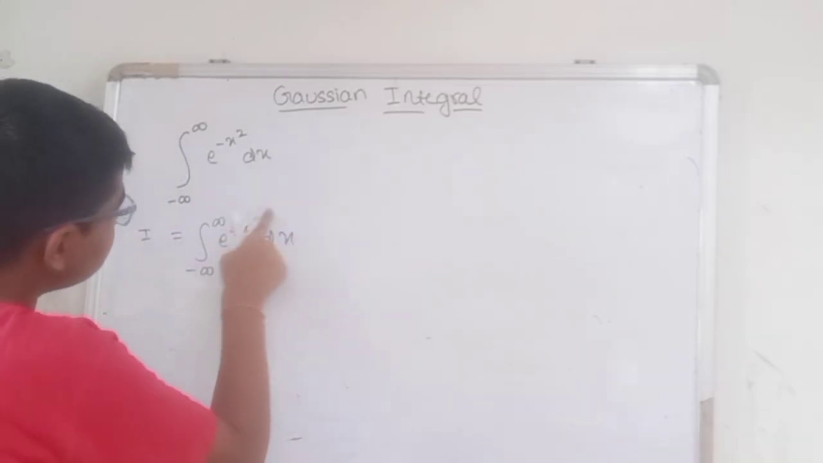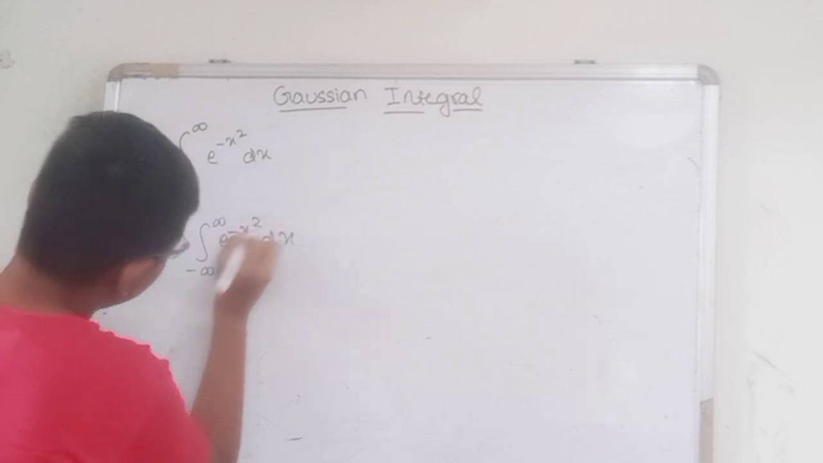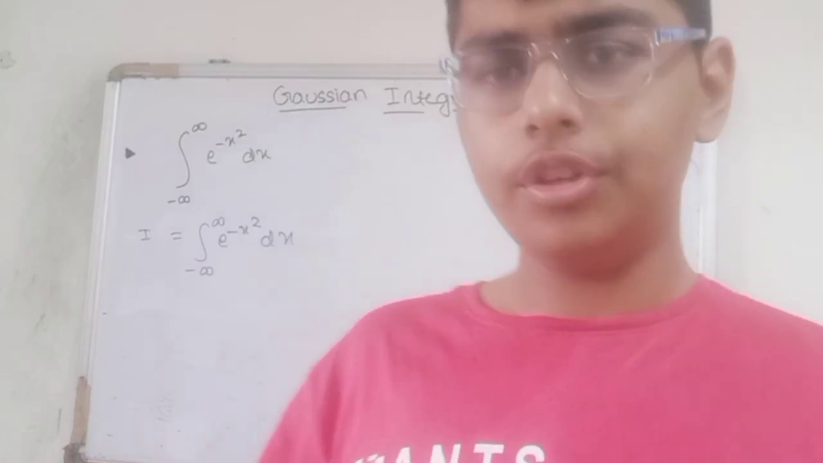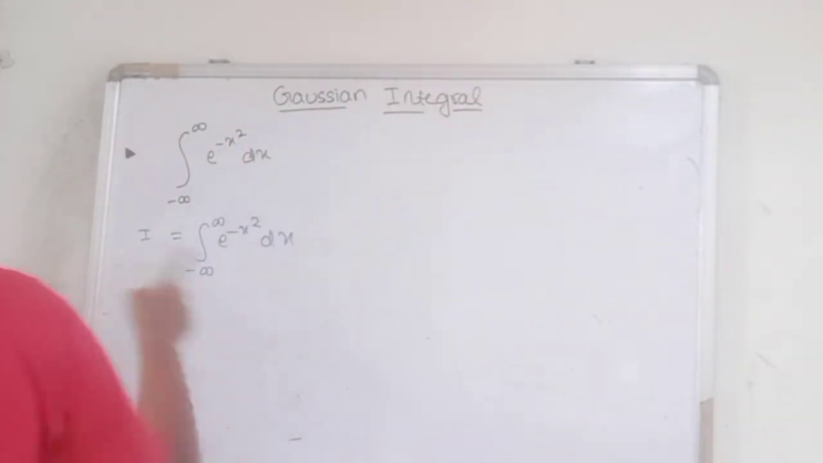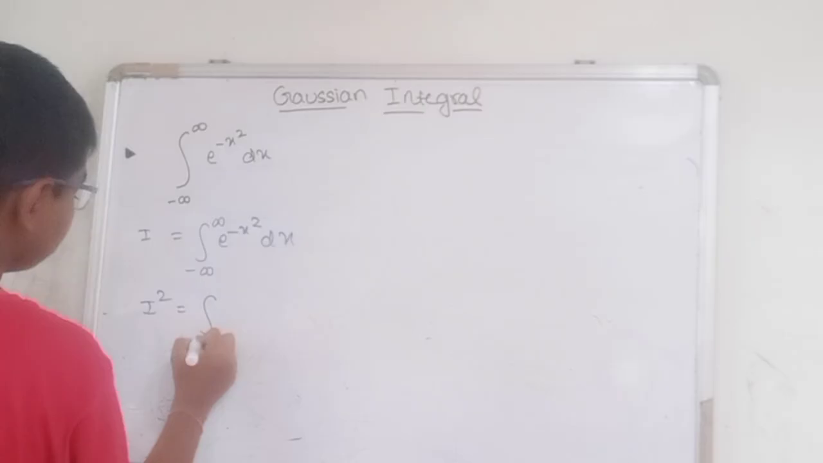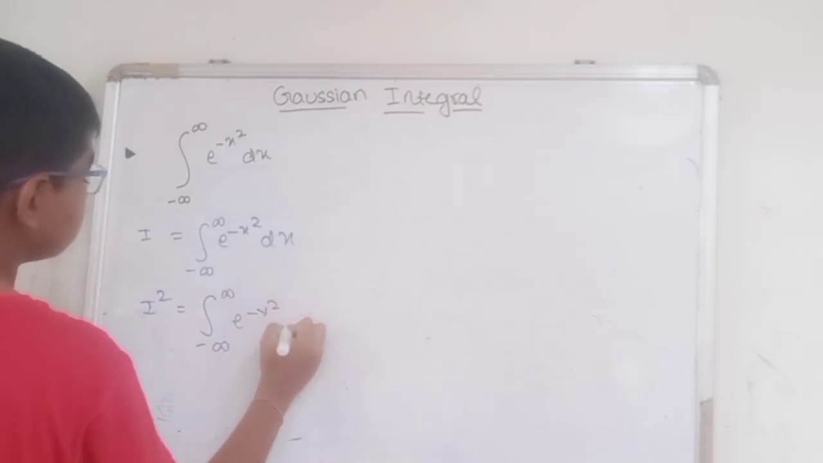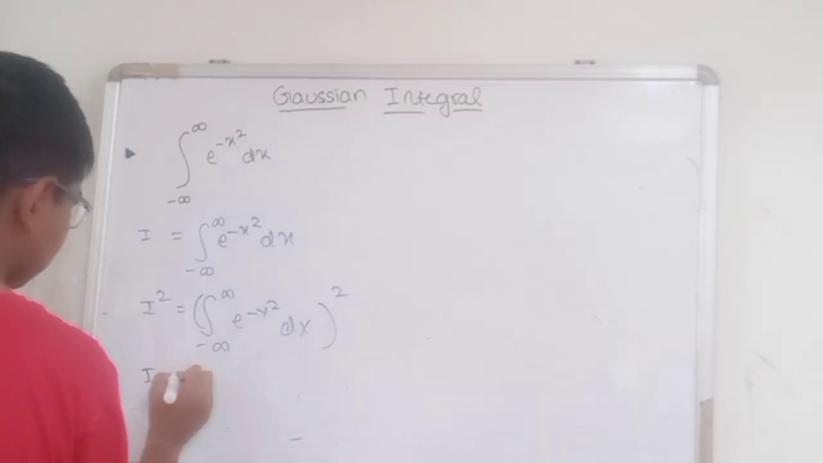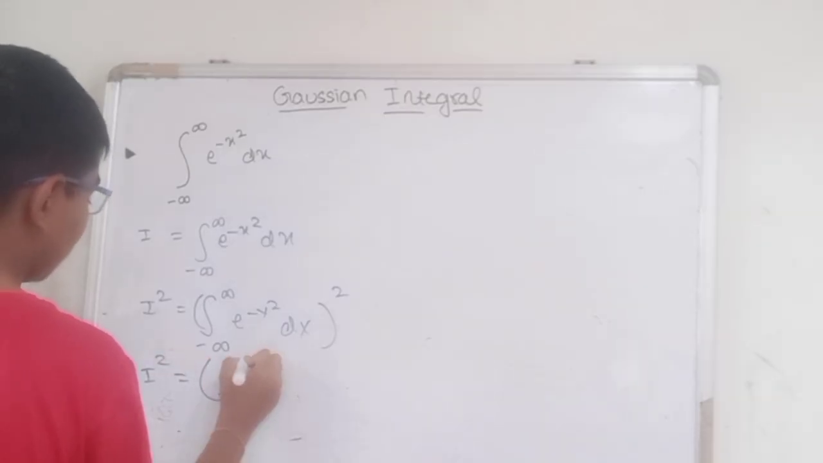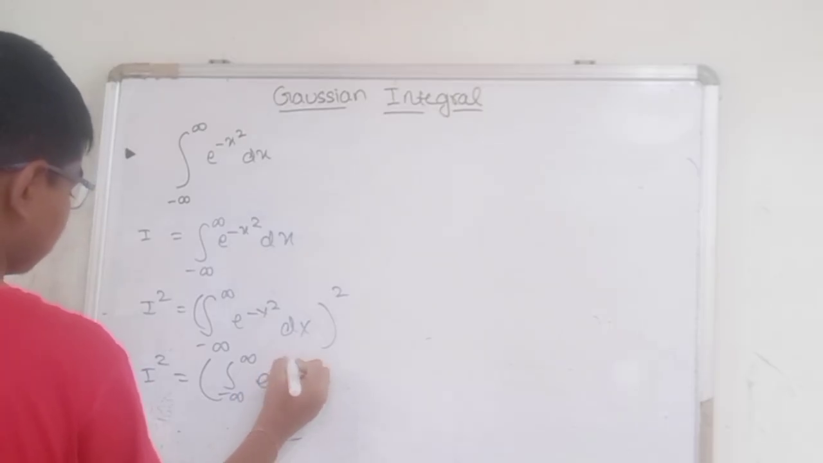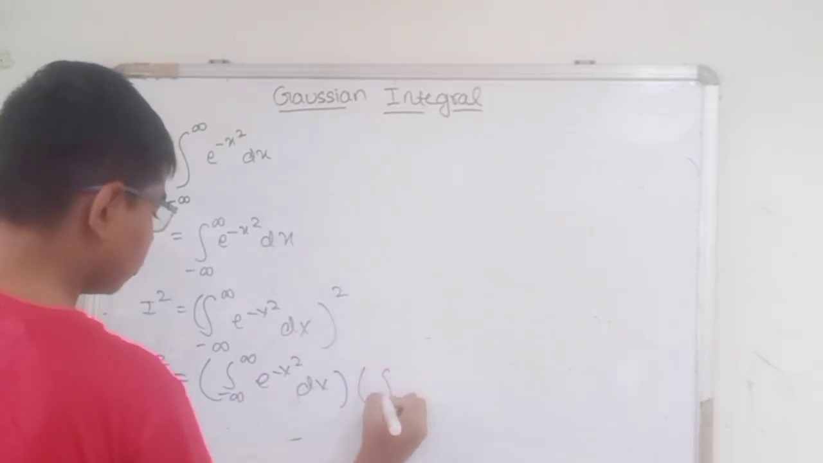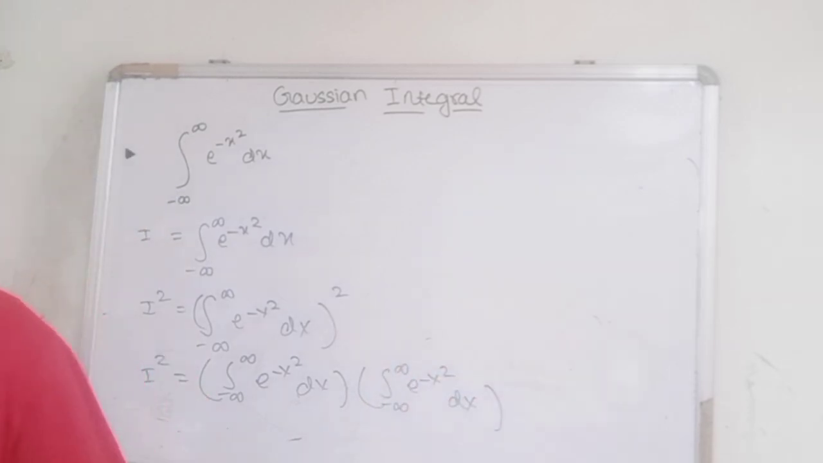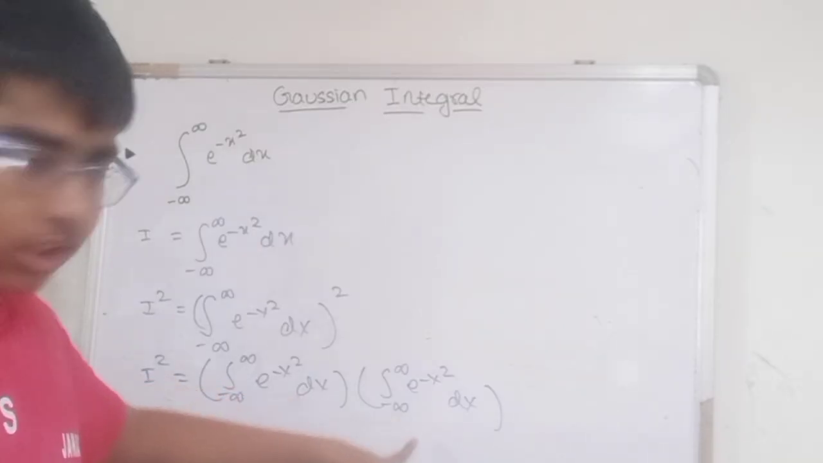okay? I'll tell you at last where this is used and then I'll connect it to a previous video of mine. Now, we will square this, okay? We get I square is equal to this, okay? Now, we'll write this as this. Like we write x squared as x into x, we can write this as this into this, okay?